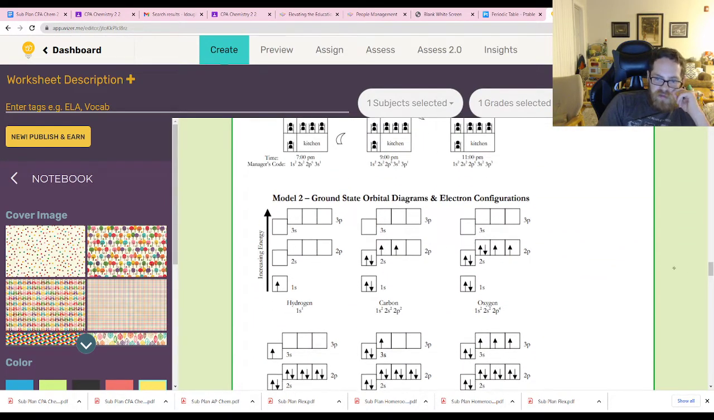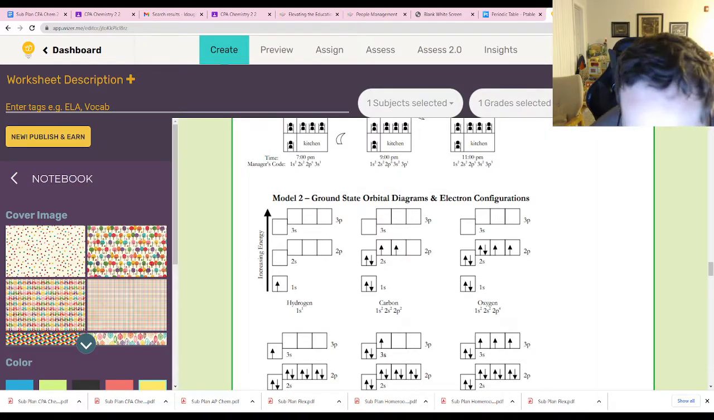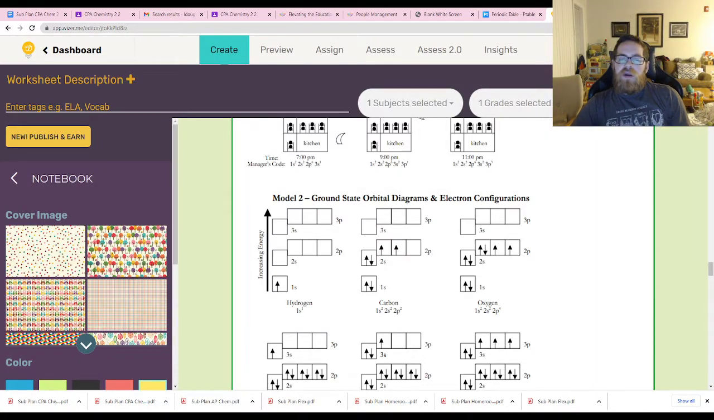These boxes are ways that we write these configurations. We get 1s, 2s, 2p, 3s, 3p. We add them, one arrow represents 1 electron, and we can add them one at a time, first up, then down, pretty much in the same exact way.